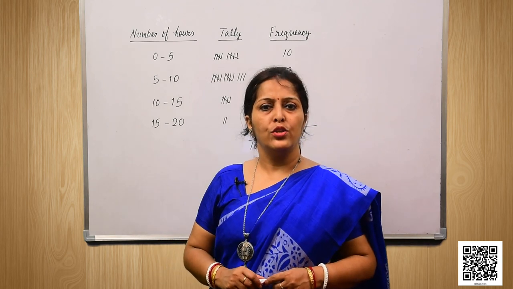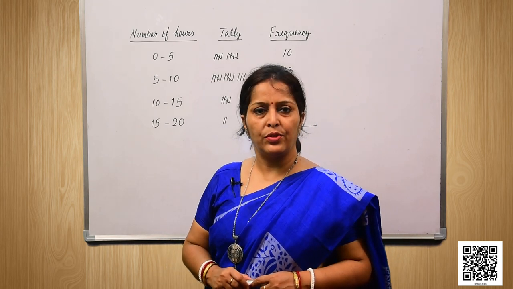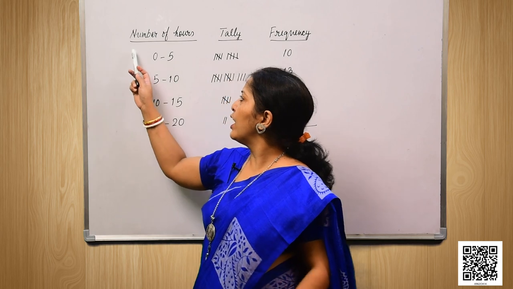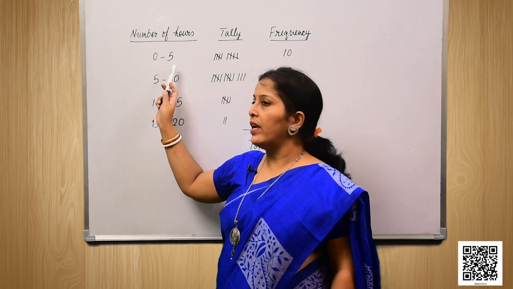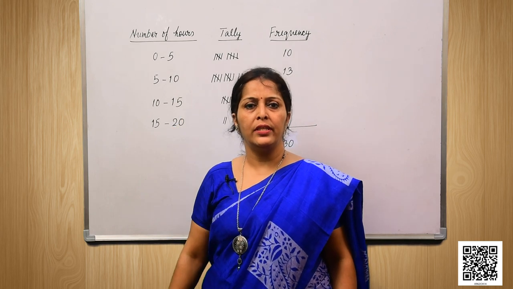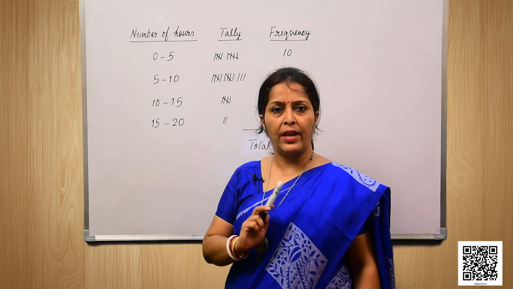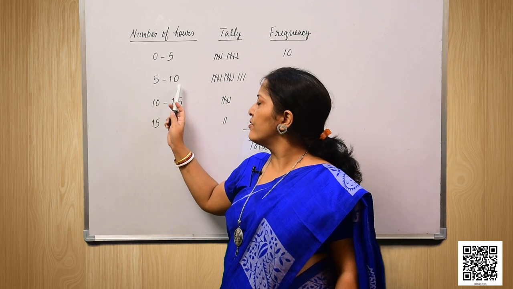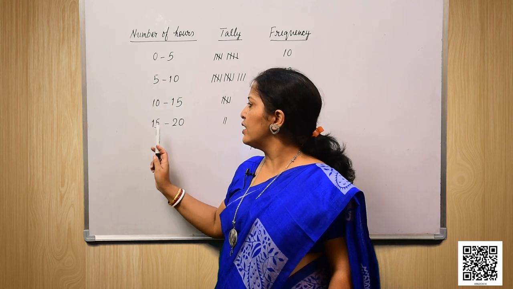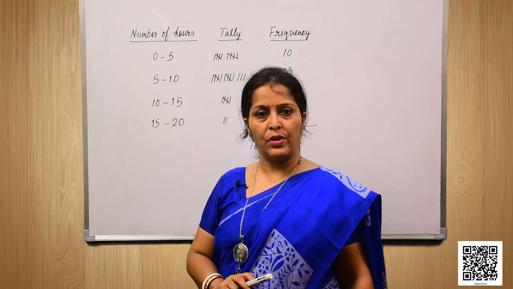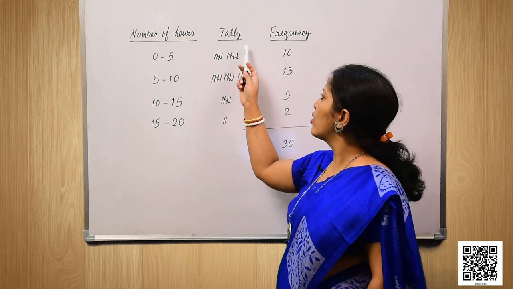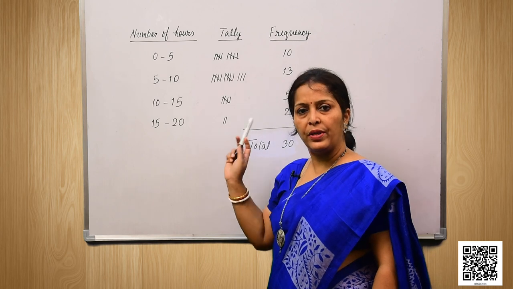They have asked us to make a grouped frequency distribution table. For that, we have made the class intervals as follows. First is 0 to 5, as mentioned in the question that the width should be 5. Then next is 5 to 10, then 10 to 15 and then 15 to 20 to cover all the numbers given to us. Now let us see the next columns, that is tally and then the frequency.